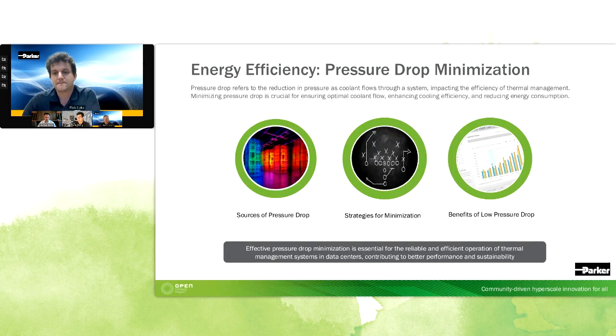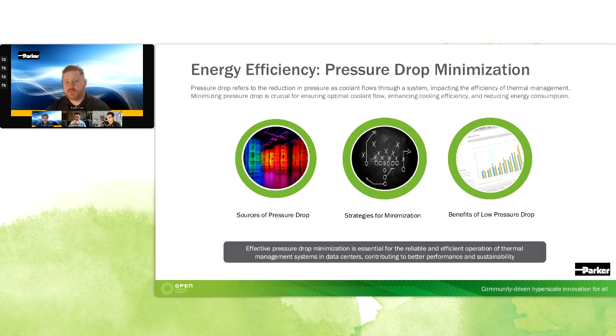Thanks, Ellis. As Ellis mentioned, I want to talk about pressure drop minimization within a system. There are 3 key areas I'm going to cover: sources of pressure drop and where they come from, strategies for minimizing those areas of pressure drop, and then the benefits that come from minimizing them. The 4 key focus areas I'm going to discuss today are hose and tubing offerings, fittings and connectors, manifolds, and system flow restrictions that could be sources of pressure drop.